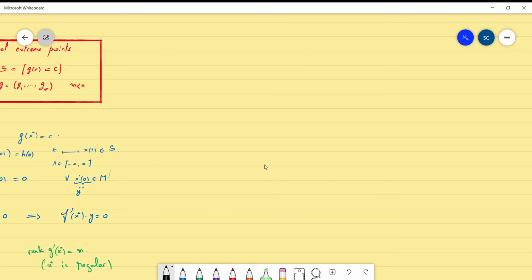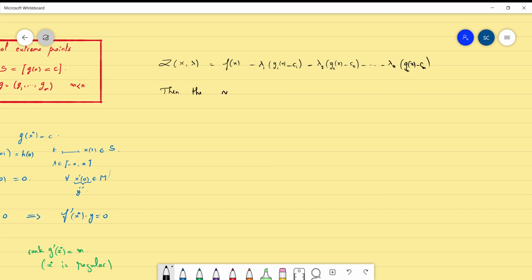We introduce the Lagrangian L of x and lambda as f(x) minus lambda 1 times (g1 of x minus c1) minus lambda 2 times (g2 of x minus c2), etc., minus lambda m times (gm of x minus cm). And then the sum we established is exactly what you get if you derive, so let's write it directly, the necessary conditions.